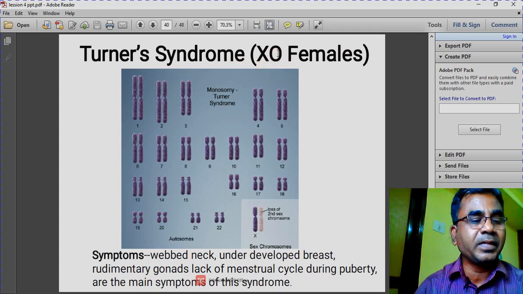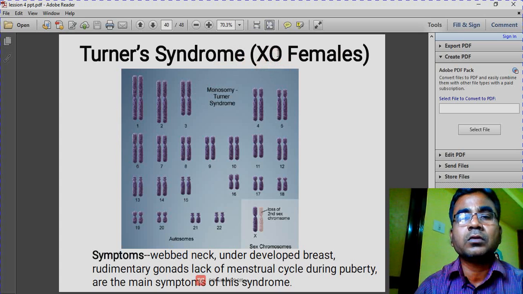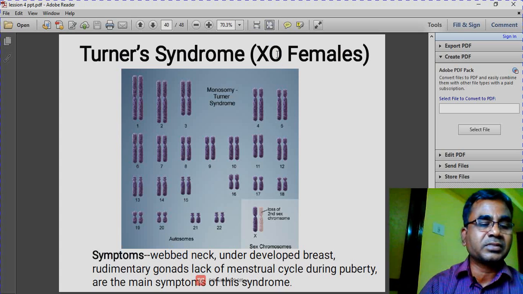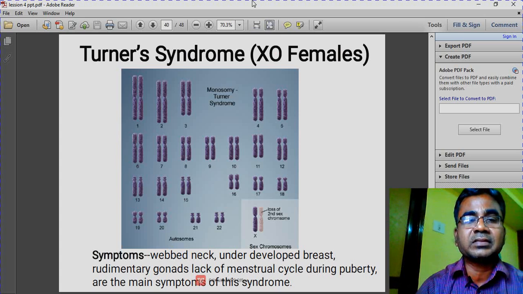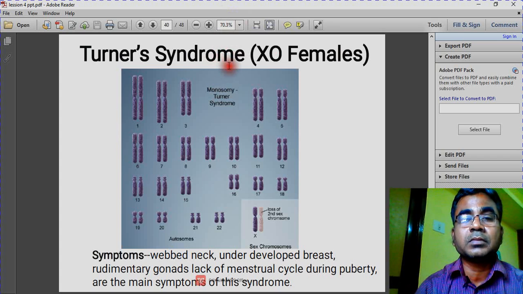The genotype will be 45 XO. Instead of 46 chromosomes, only 45 chromosomes are there. One chromosome is missing. Aneuploidy means one chromosome is less or one chromosome is more. That is aneuploidy. What are the symptoms? They are sterile females. Turner syndrome is there in the females.